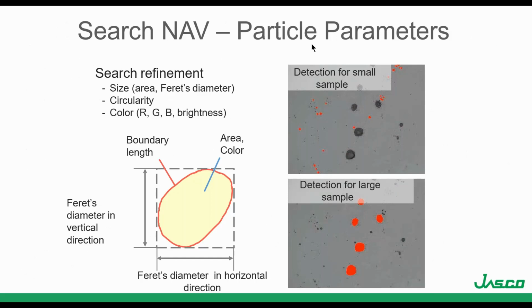Some of the particle parameters that we use are in the particle analysis, and in these particle parameters, there are different parameters that can be refined, like the size, circularity, the color, which comes from RGB, or the brightness, the contrast. For those that have worked with particles, if you don't assume the particle has a circular shape and it has an oblong shape, you can use two different diameters. One is the Feret diameter. You can measure in vertical or horizontal. For these applications, for these parameters, I'm just showing about 5 here, but it can go up to 16 different parameters.